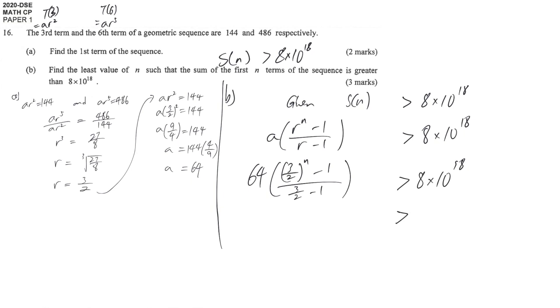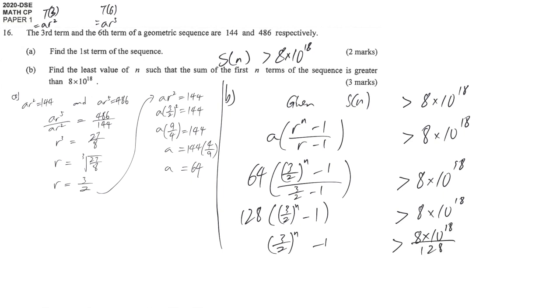Simplify a little bit. 128 times 3 over 2 power of n minus 1. Both sides divided by 128. You're going to use calculator later on, so no matter if you simplify or not, it's not important. Minus 1, so that means plus 1 here. And then we are going to handle the equation with unknown at the index.